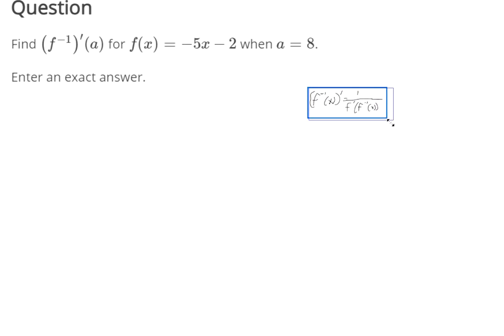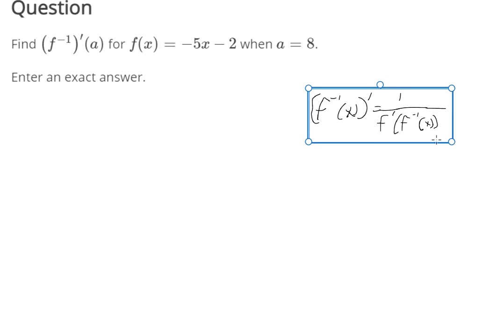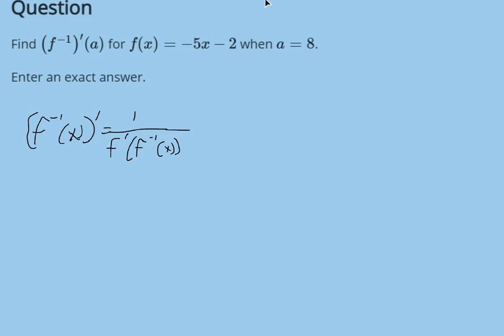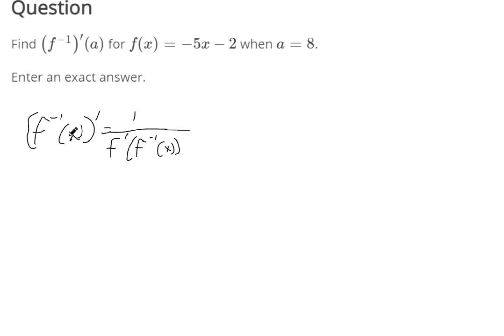So we're asked to find something about the derivative of the inverse of a. In a different video we derived this little nifty formula. It was obviously written by a 4-year-old with a crayon.